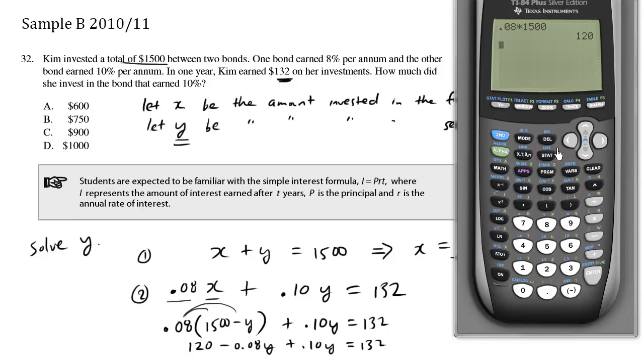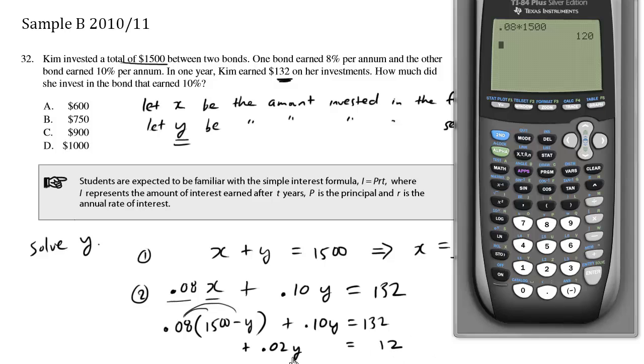So I have 0.10Y minus 0.08Y is going to be 0.02Y. So I'm just going to erase this, replace this with 0.02Y. That's a positive. And I'm going to subtract 120 from both sides. So I'm going to have minus 120. And then 132 minus 120 is going to be 12.